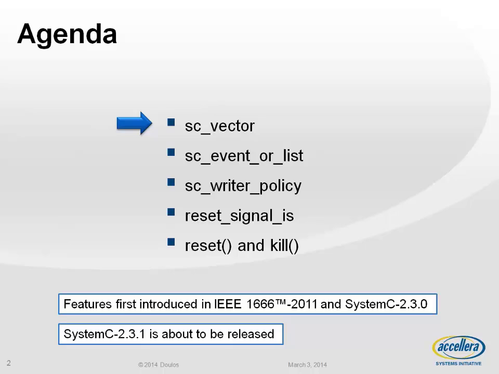But the point about the SC vector is, firstly, it is an SC object. So if you use an SC vector, you have an SC object. You can use all of the features of SC objects. And secondly, SC vectors understand all about ports, so that you can use the SC vector kind of vector as a port and use it to bind things together. So let's see how that works.